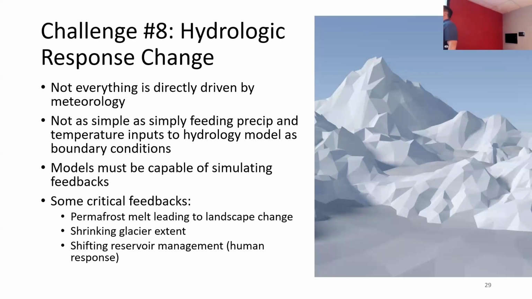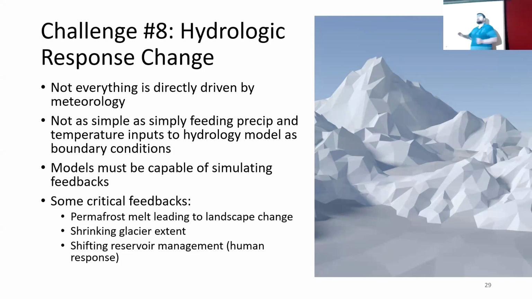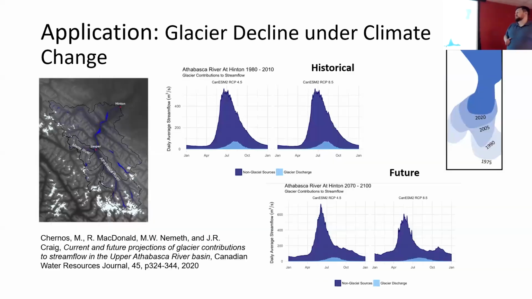Another interesting thing is challenges due to hydrologic response change. So the landscape, not everything is directly driven by meteorology. It's not like if we just had a perfect climate forecast and ran it through a very good hydrologic model that's one from the past, that it would give us a good prediction of the future. Why? Because the landscape itself is transforming due to impacts of climate change. And so we need to have the mechanisms to be able to represent those feedbacks in our hydrology models. So things like permafrost melt leading to landscape change, shrinking glacier extent, or shifting reservoir management.